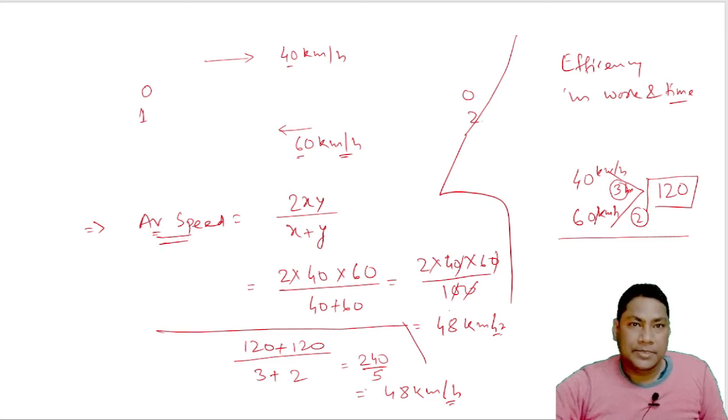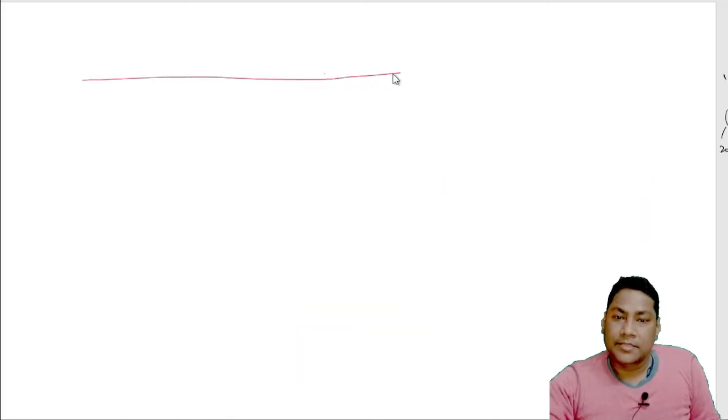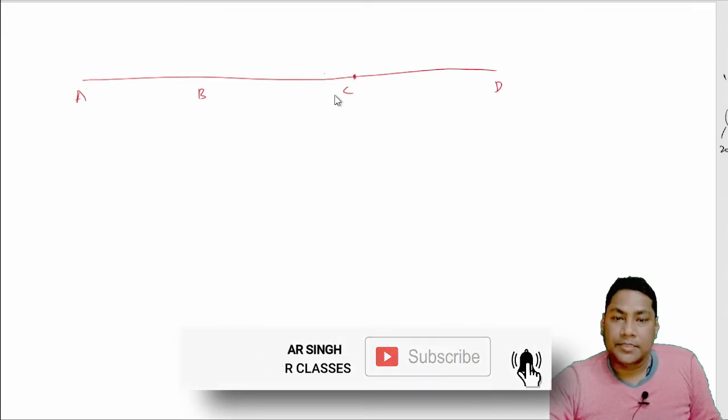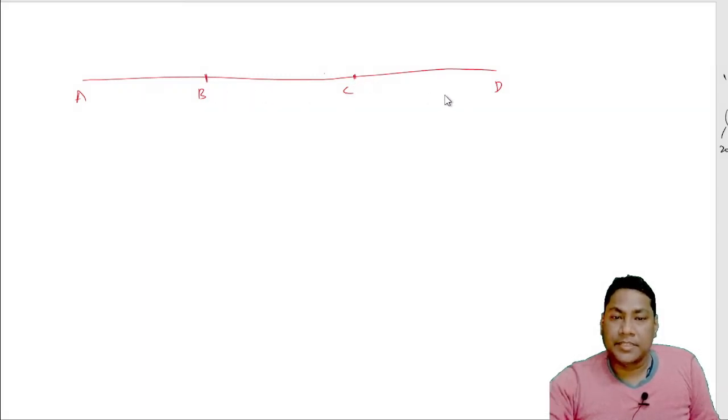Now we will take out the average speed of 3 speeds. Here there are 4 points, A, B, C and D. The distance between A and B is equal to the distance between B and C, which is also equal to the distance between C and D. Here let us assume the speed between A and B is 10 kilometers per hour, the speed between B and C is 20 kilometers per hour, and the speed between C and D is 60 kilometers per hour.